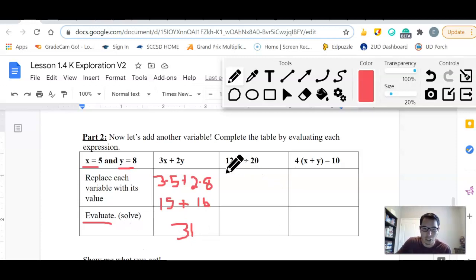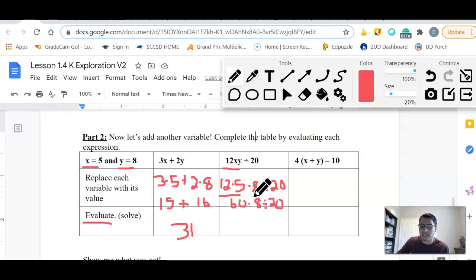All right, this one's a tough one here. We have 12xy divided by 20. So that's 12 times x times y divided by 20. We're going to take 12 times x, which is 5. Then we're going to multiply that by 8. Then we're going to divide by 20. So order of operations, we have multiplying and dividing. We're going to work from left to right. 12 times 5 is 60 times 8 divided by 20.